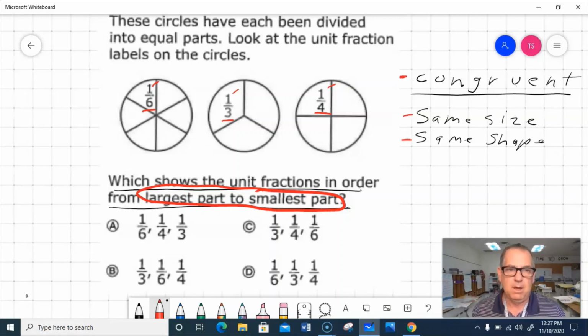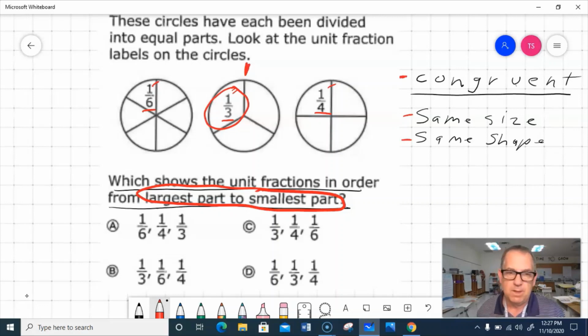How can I tell which fraction has the larger pieces just based off of the fraction itself? That is correct. We're looking for the one with the smallest denominator. The one with the smallest denominator means the pieces are larger. So out of these three fractions, 1/6, 1/3, and 1/4, which is the largest fraction? That is correct. 1/3 is the largest, and we can see right there that it has the largest section on that circle right there. It's broken into three pieces. So the pieces are bigger. So that is my largest fraction.